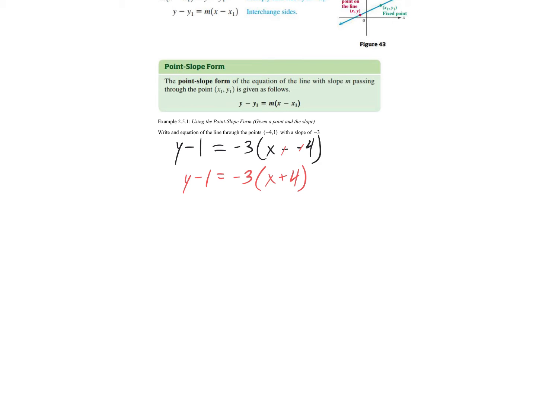And now we can even turn this back into the slope-intercept or mx plus b form that we're used to. We can distribute this -3 in, y minus 1 equals -3x minus 12, and then we can add our 1 to the other side and get y equals -3x minus 11. And now this, of course, is in slope-intercept form, that y equals mx plus b that we're very commonly familiar with.